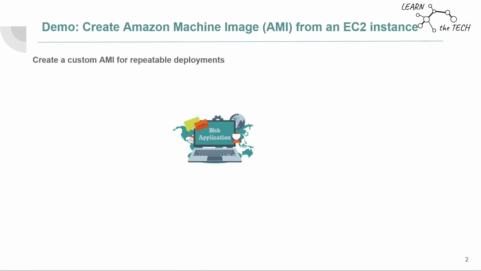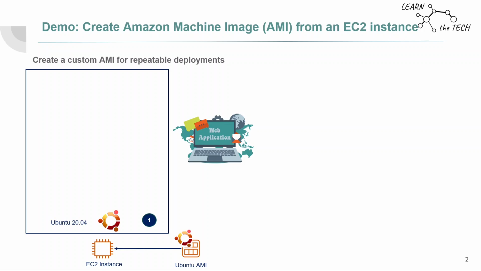So let's try to visualize how this process actually helps in a repeated deployment. So let's say you want to deploy a web application. The usual way of starting is you launch an EC2 instance from a base AMI provided by, let's say, Amazon for the choice of your operating system. So let's say you launch an EC2 instance using an Ubuntu AMI. So that is your first step.